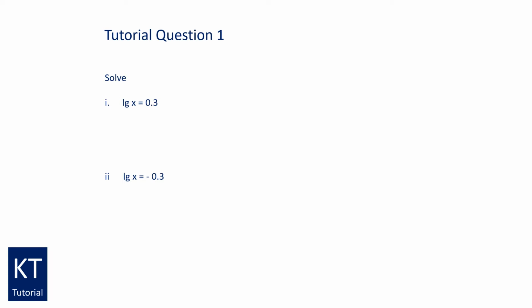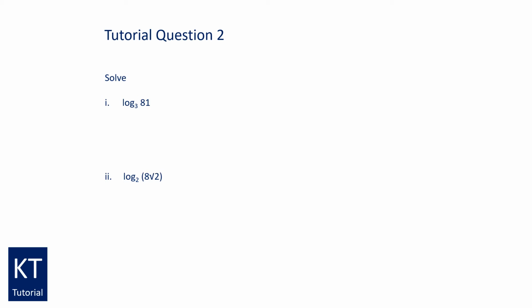Tutorial question 1. Solve the following. For number 1, it converts to x being equal to 10 to the power of 0.3, which equates to 1.995 correct to 3 decimal places. For number 2, the log will convert to an exponent of x being equal to 10 to the power of minus 0.3, which comes to 0.501 correct to 3 decimal places.